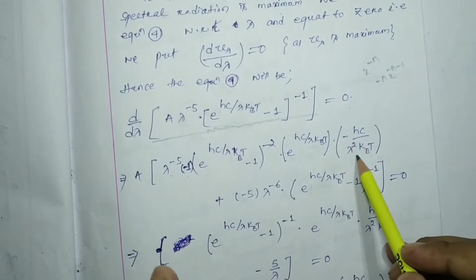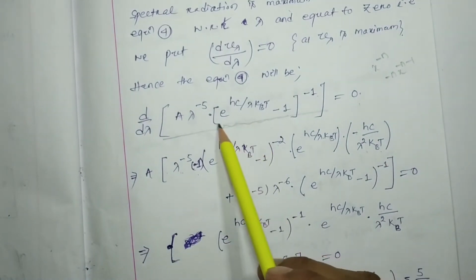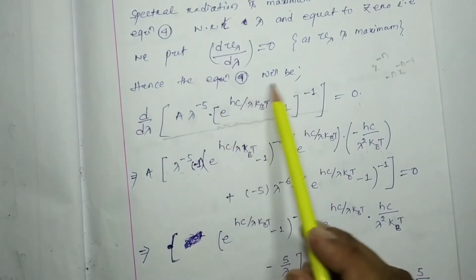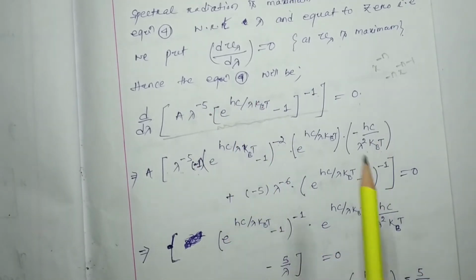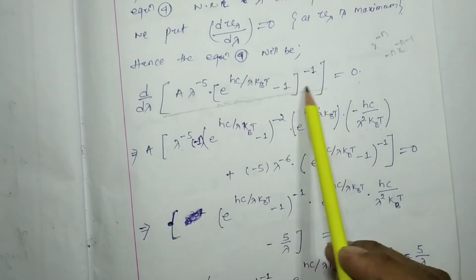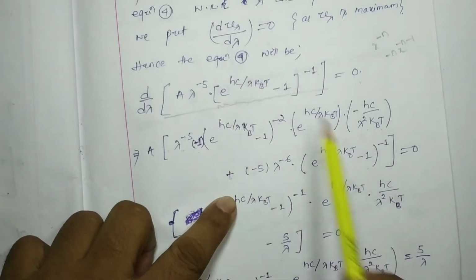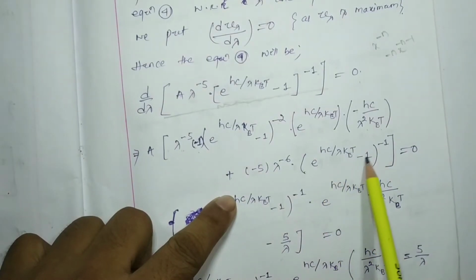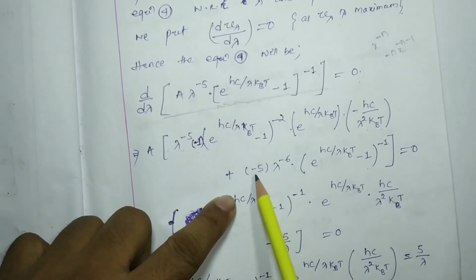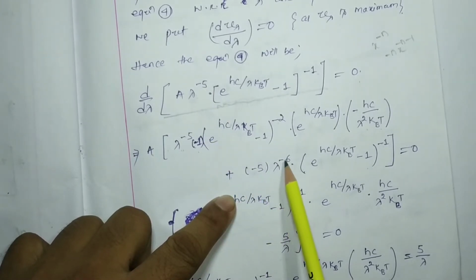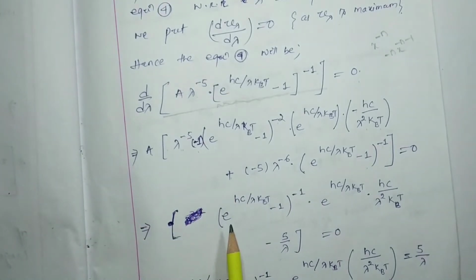Now plus this term, considered as the first term, and we have to differentiate lambda to the power 5. So the other term acts as a constant here, plus e to the power hc by lambda kBT minus 1, to the power minus 1. Lambda to the power 5 derivative will be nothing but minus 5, lambda to the power minus 5 minus 1, which is minus 6, equal to 0.